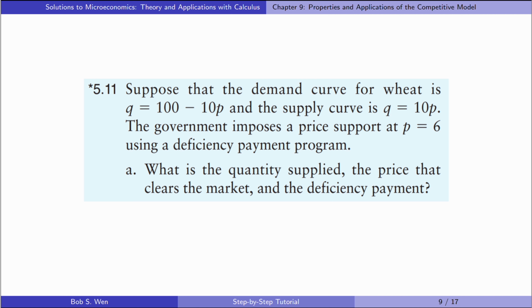Suppose that the demand curve for wheat is Q equals 100 minus 10 times P, and the supply curve is Q equals 10 times P. The government imposes a price support at P equals 6 using a deficiency payment program. In Part A, what is the quantity supplied, the price that clears the market, and the deficiency payment?